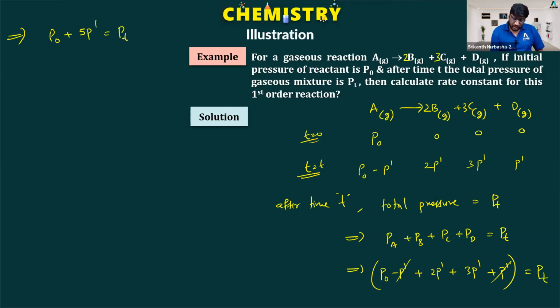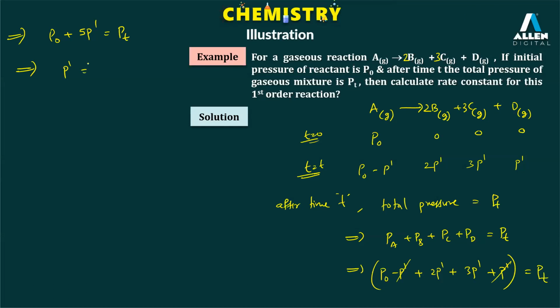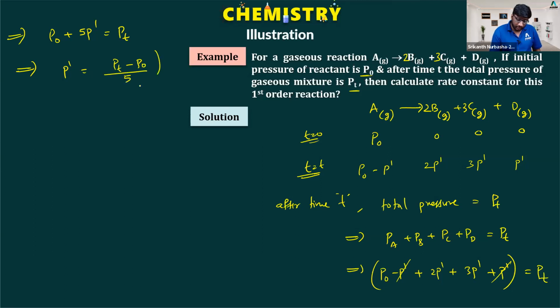Did they mention anything regarding P dash, or is P dash a variable which we have introduced? No, sir. P dash is a variable which we have introduced. So we have to eliminate P dash. We can't report the rate constant in terms of P dash because they have mentioned that the initial pressure of the reactant is P naught and after time t the total pressure is Pt. So P dash is something which we have introduced, and we have to eliminate it. We can't keep it in the equation. So P dash is equal to Pt minus P naught divided by 5.